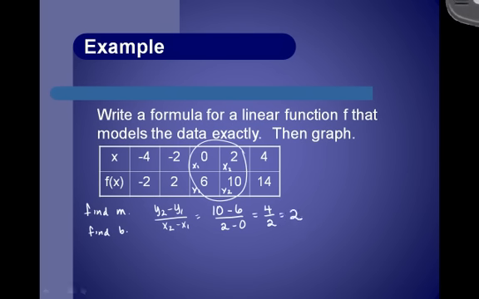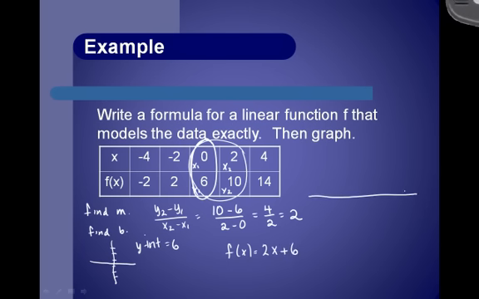Now for the y-intercept, remember that the y-intercept is the point where the line crosses the y-axis, and any point on this y-axis has an x value of 0. So if you look in your chart, this ordered pair has an x value of 0, which means that the y-intercept is going to be 6. So once we know the slope and the y-intercept, then our function is going to be f of x equals 2x plus 6.